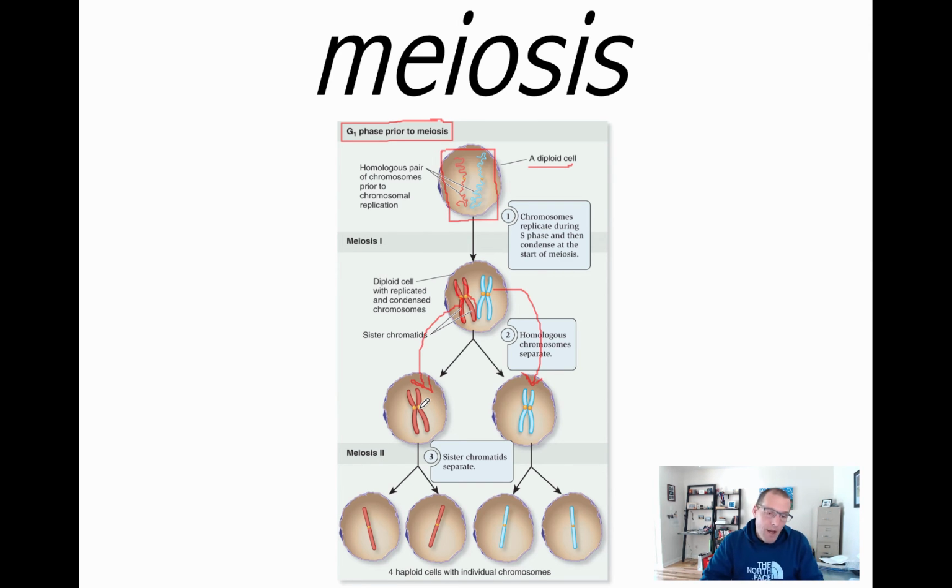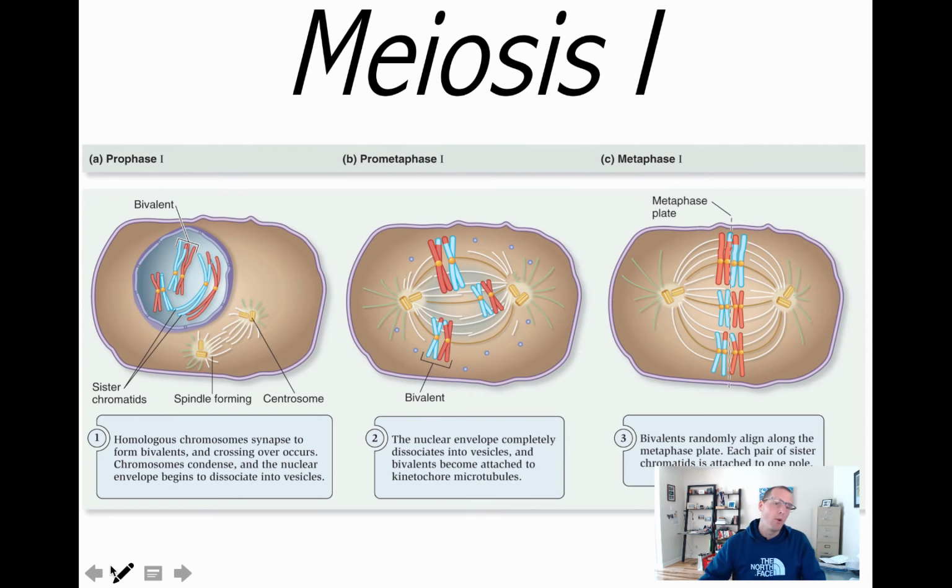And then at the bottom here, you can see we've got 4 cells, and each one is going to have a chromosome, and it's either got a chromosome from mum or a chromosome from dad, like these ones on the right. Okay, so that's the very high level overview of what happens in meiosis. Let's look at the mechanisms in a little bit more detail.